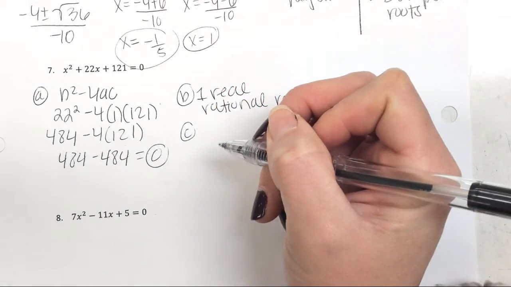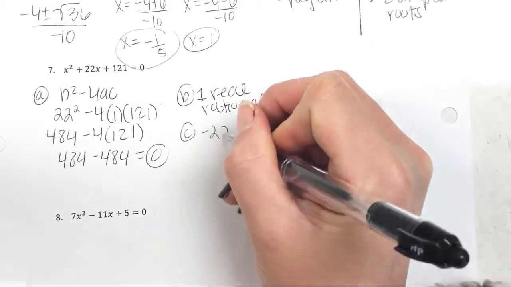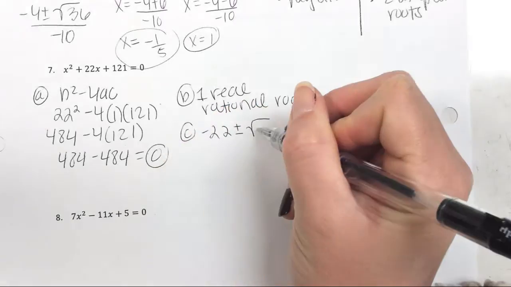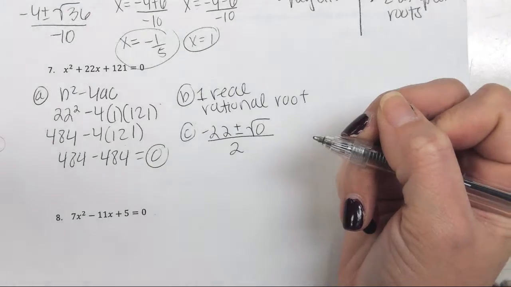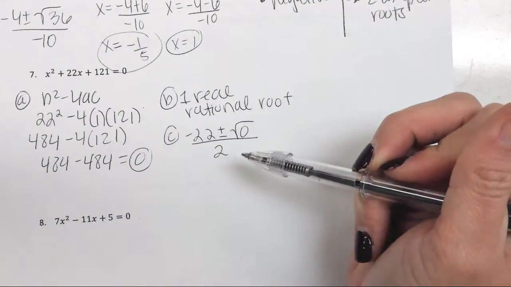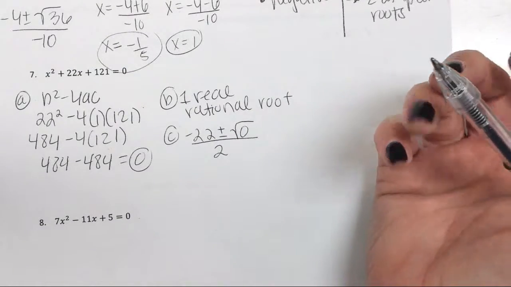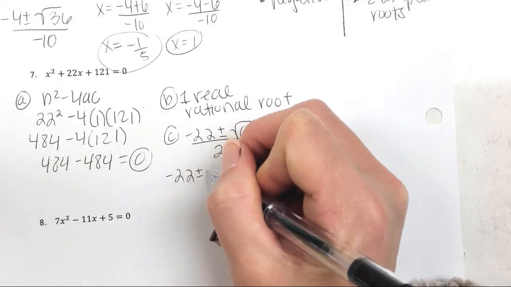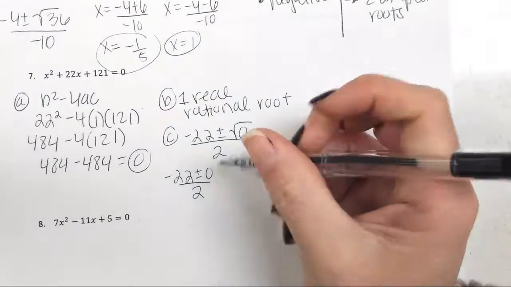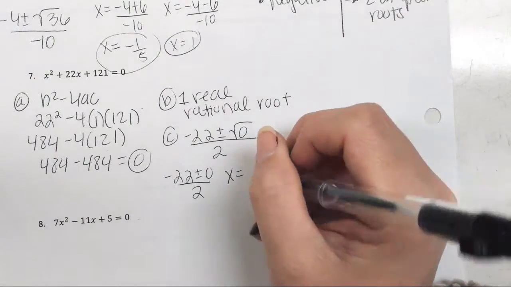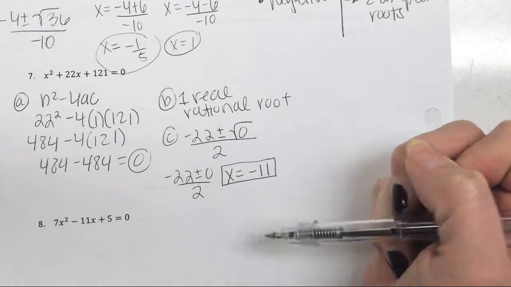So for part C, using the quadratic formula, we'll have negative b, so negative 22, plus or minus square root of 0 over 2 times a. In this case, a is 1, so 2 times 1 is 2. The reason we only have one real rational root when the discriminant is 0 is because the square root of 0 is 0, right? And negative 22 plus or minus 0 over 2, that's just going to be the same number. It doesn't matter if you add 0 or subtract 0. You're still going to get negative 11 for both answers. That's why we only have one real rational root.